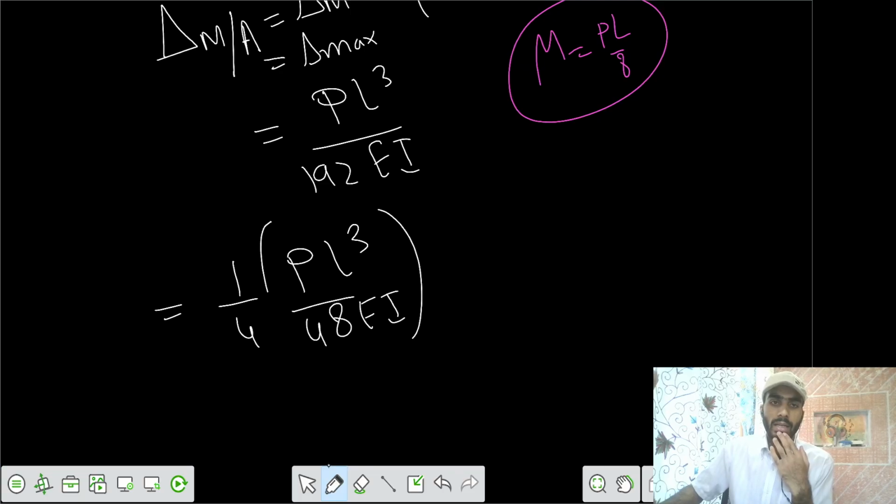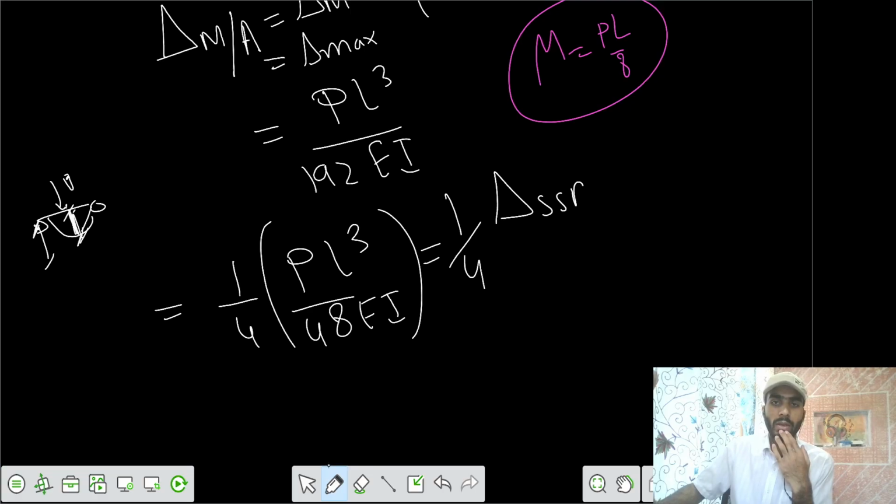We know that, as we earlier calculated for the simply supported beam with a point load at the mid, delta maximum is at the mid, that equals PL cube by 48 EI, and this one is 1 by 4th of delta of the simply supported beam.